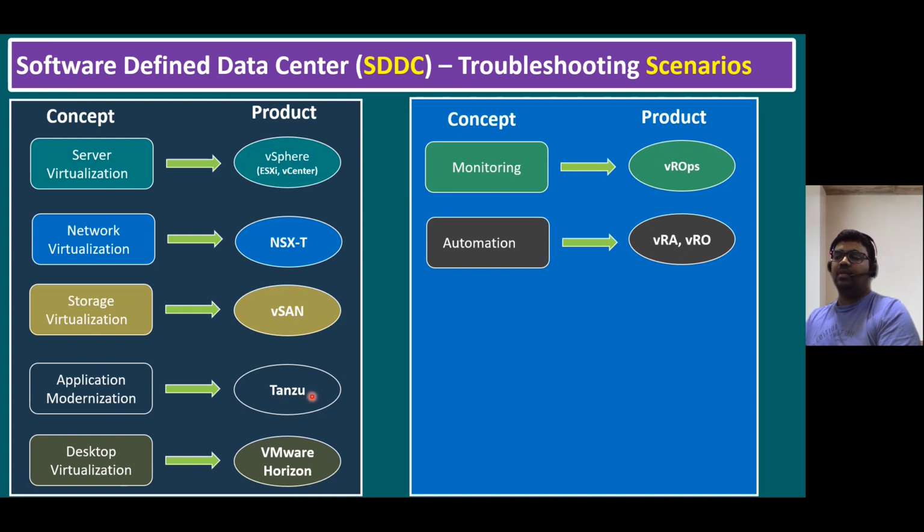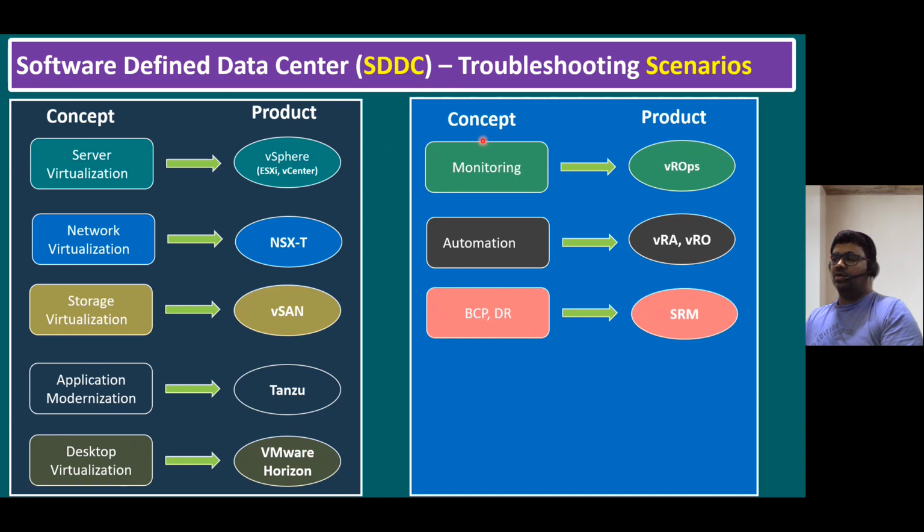But if you want to perform it manually using Tanzu Kubernetes Grid, it may take a longer time. We have to spend some hours to set up the TKG and TKC, Tanzu Kubernetes clusters. Instead of doing it manually, you can use vRA and vRO. It's easy to automate our deployment and also the operation activities. And the same applies to desktop virtualization as well.